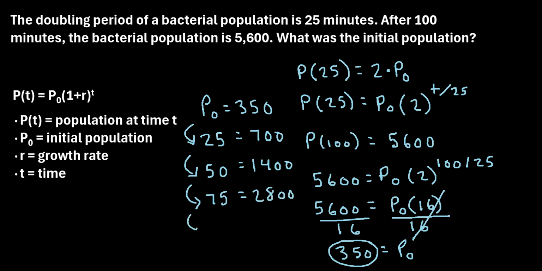And then if we double again after another 25 minutes, now we're up to a total of 100 minutes. And 2,800 doubled is 5,600. So that checks out. So that's just kind of a way to double check that we got the right answer.